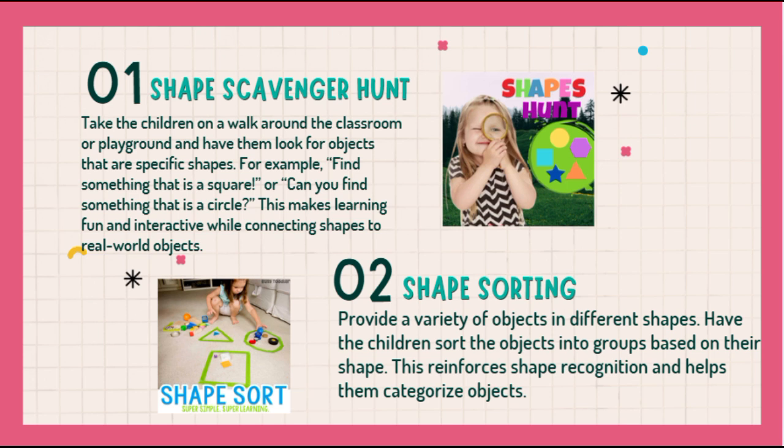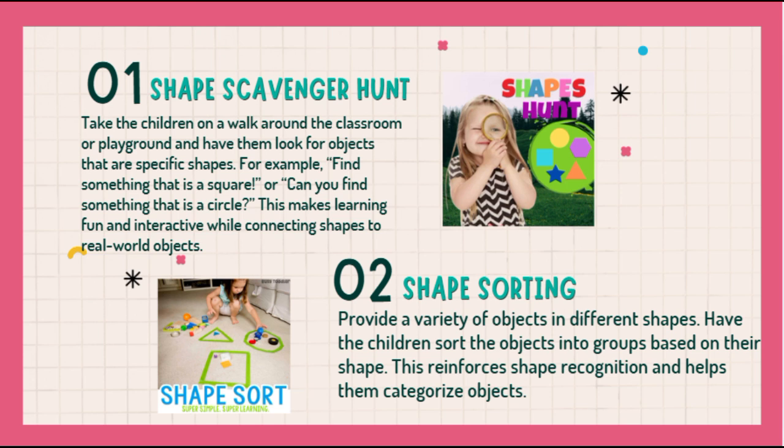First, shape scavenger hunt. Take the children on a walk around the classroom or playground and have them look for objects that are specific shapes. For example, find something that is a square. Or, can you find something that is a circle? This makes learning fun and interactive while connecting shapes to real-world objects.